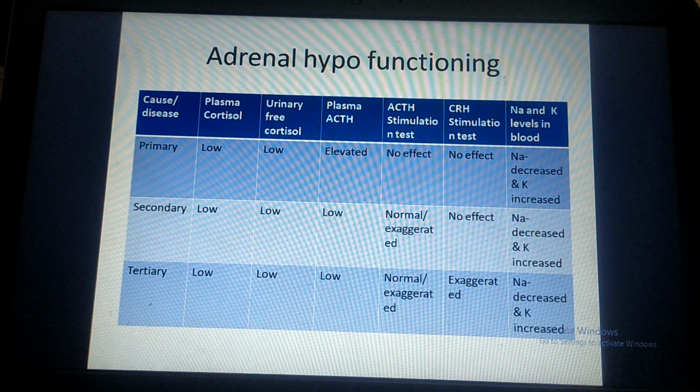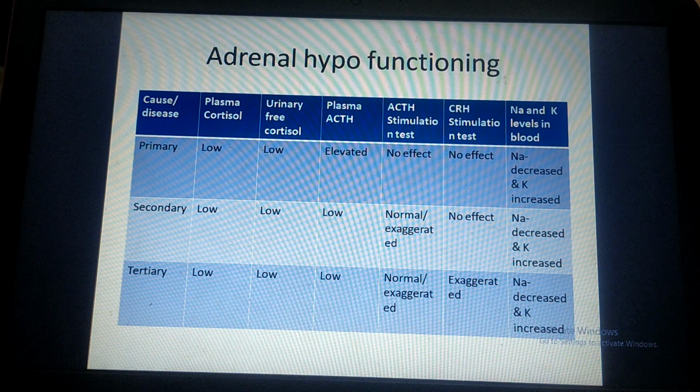Third, if you perform the CRH stimulation test in this person, that means you give external CRH to the patient, then this CRH acts on the pituitary gland and stimulates it to synthesize more ACTH. This ACTH will act on the adrenal gland, which will synthesize more cortisol, and you will see an exaggerated increase in the cortisol level. Coming to the sodium and potassium levels, it is the same: due to deficiency of cortisol, there is decreased sodium level and increased potassium level in the body.